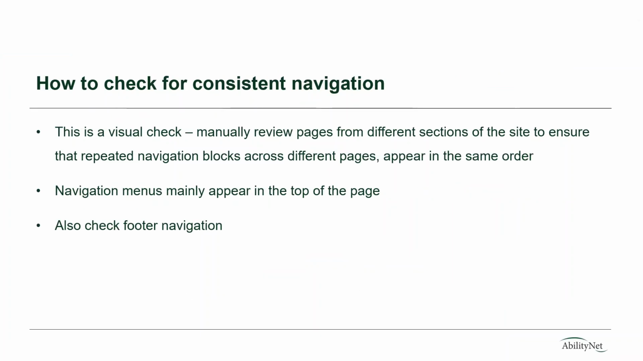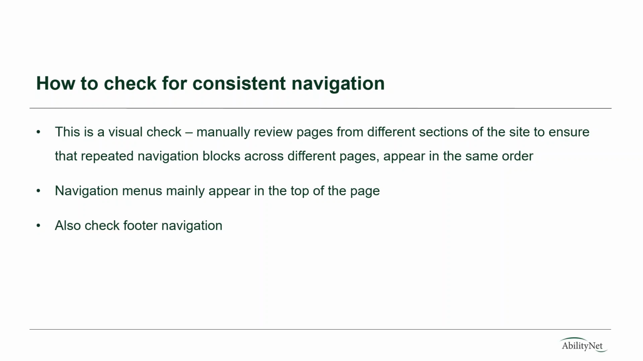So how can you check for it? Well, it's a purely visual check. It's very difficult to check this automatically. What you'll need to do is manually review pages from a few different sections of the site, and then just look out for repeated navigation blocks along the top of the page. That's where they most often appear.